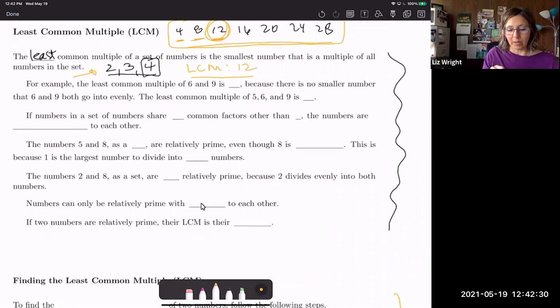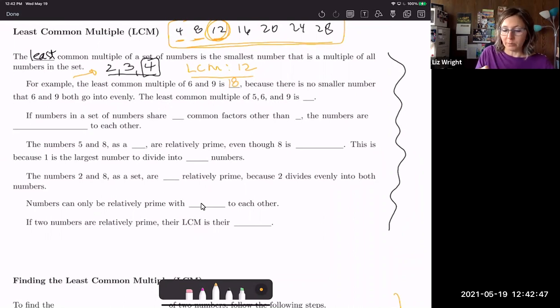All right, so here we go. We're going to keep talking about what it means to find a least common multiple. For example, the least common multiple of 6 and 9 is 18, because there is no smaller number that both 6 and 9 go into evenly.